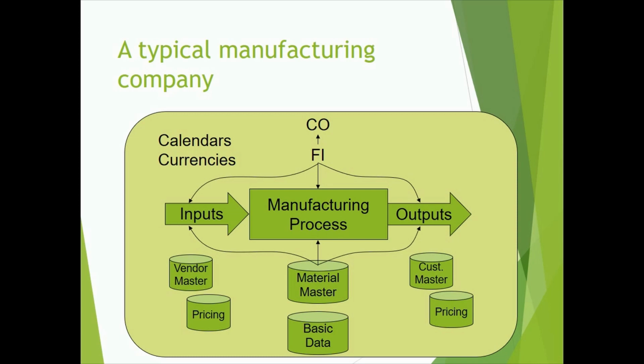Let's take an example of a typical manufacturing company. First of all they have the CO controlling module, and after that FI for financials, which is controlling all the manufacturing processes. The input goes to manufacturing processes, which is connected to material master, pricing, vendor master, basic data, customer master, and in the end it goes to output of reports and data. So all these databases are connected into this process and controlled by FI and CO.